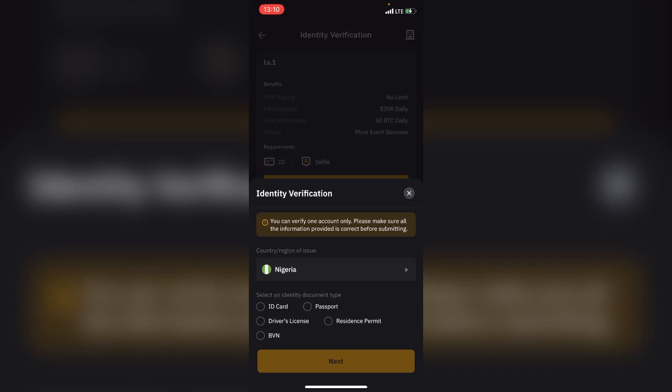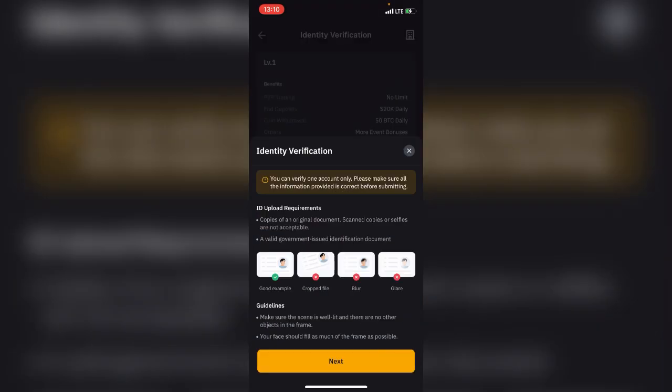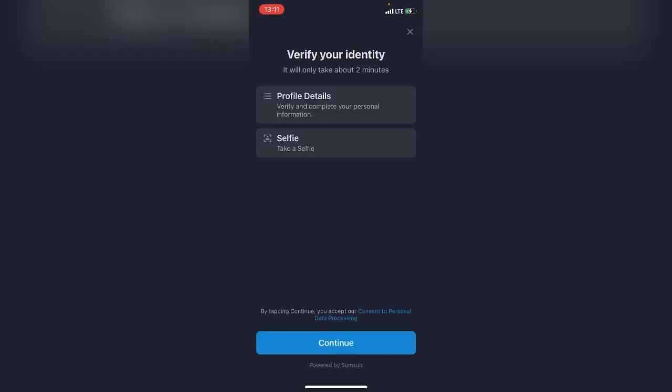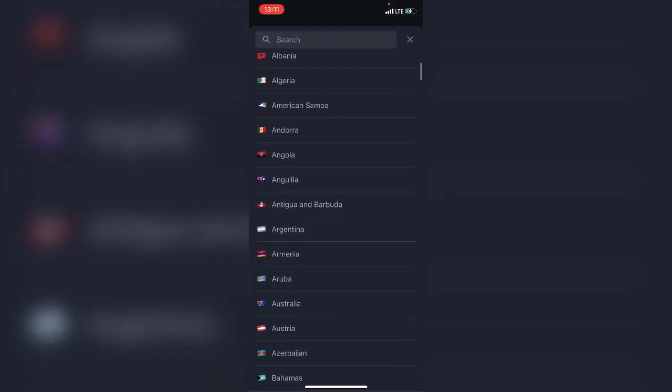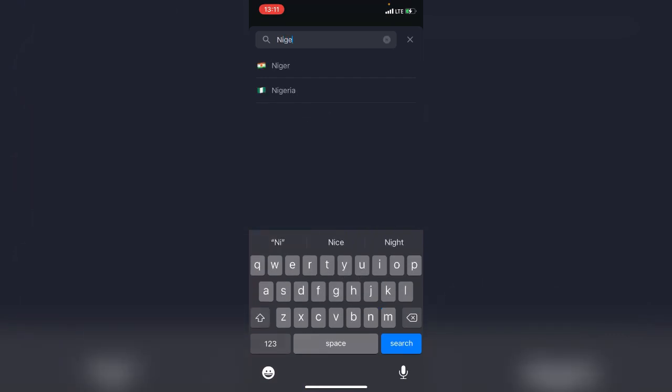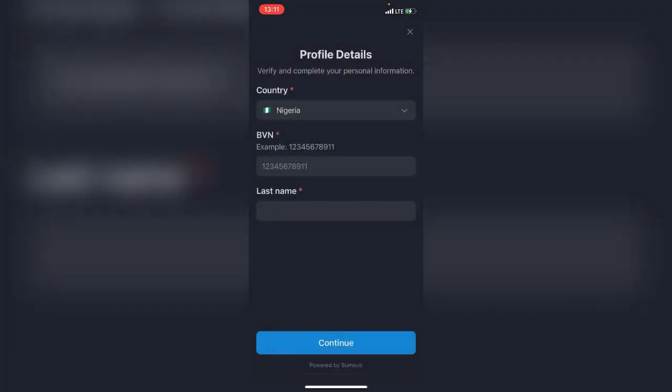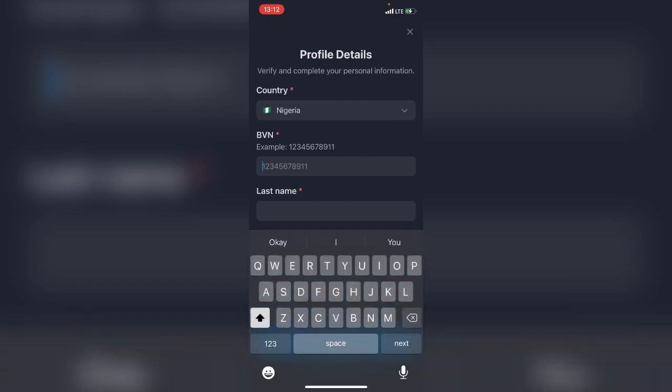Okay, so I'm using either ID card, passport, driver's license, resident permit, BVN. All right, so I'm going to be using my BVN. I'm seeing copies of an original document, scanned copies or selfies are not acceptable. Okay, so continue. So here is the country. I'm still going to select Nigeria, and now they're asking for my BVN.